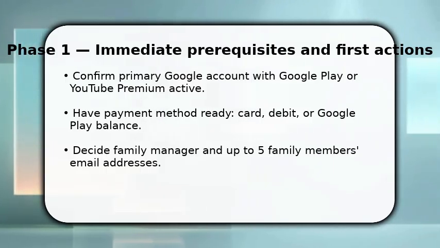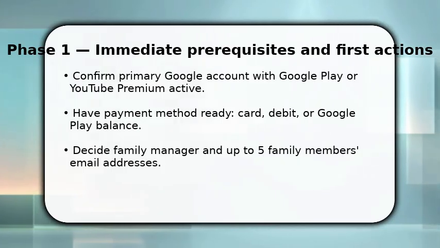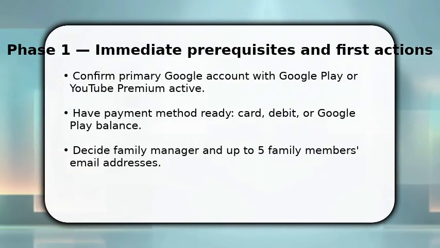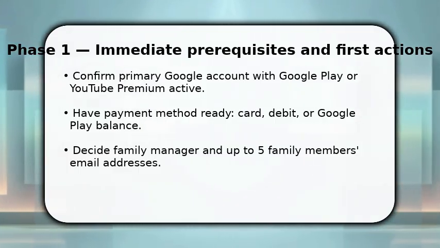Once done, name the family group and confirm the family manager role. Make sure each person has a Google account. You will invite up to 5 members. This step gets the plan active and prepares invitations in the next stage.